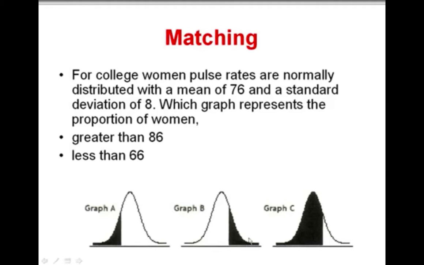So what does graph C represent? The boundary value is the same as B. That would be 86. So it is interpreted as the proportion of women who have a pulse rate of less than 86.